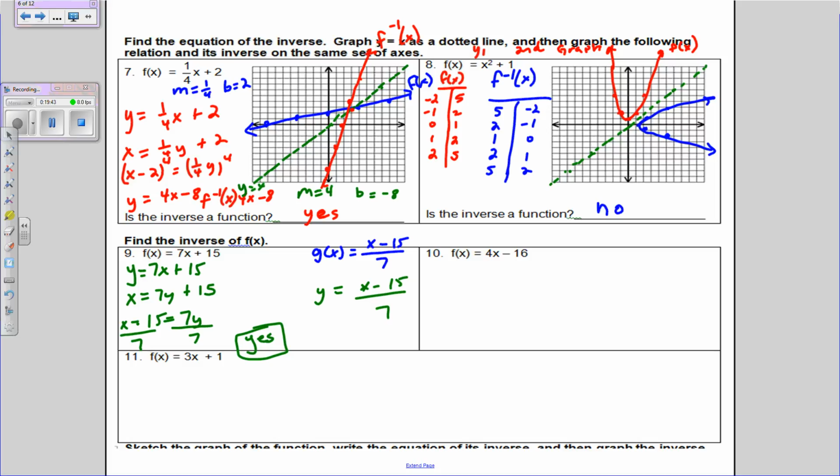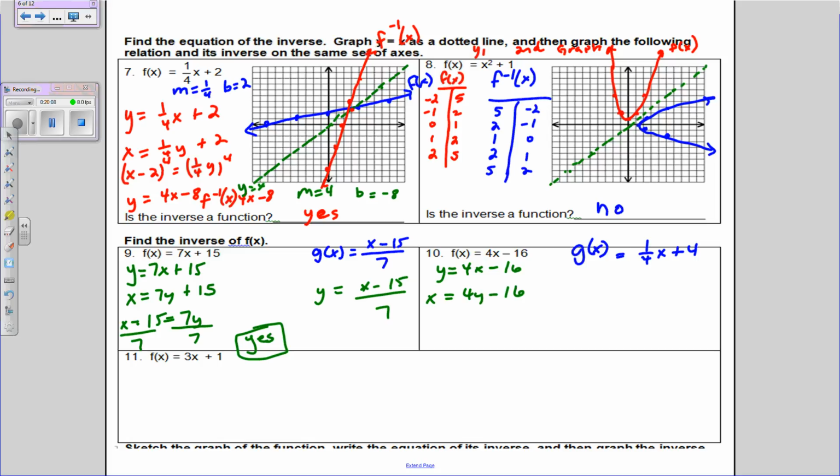On number 10, it had a g of x over here. It's just missing on this one. Equals 1/4 x plus 4. So we're going to solve the first one and see if it turns into g of x. So first we'll do y equals 4x minus 16. Switch x and y, x equals 4y minus 16.